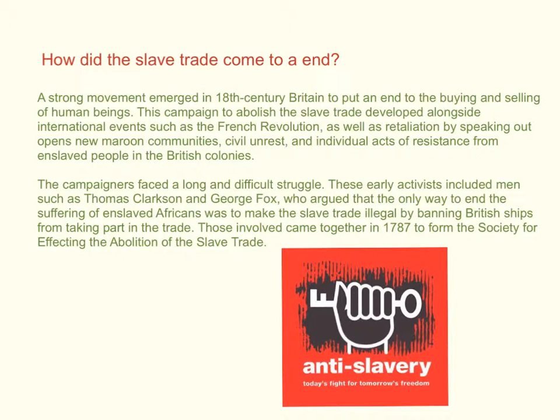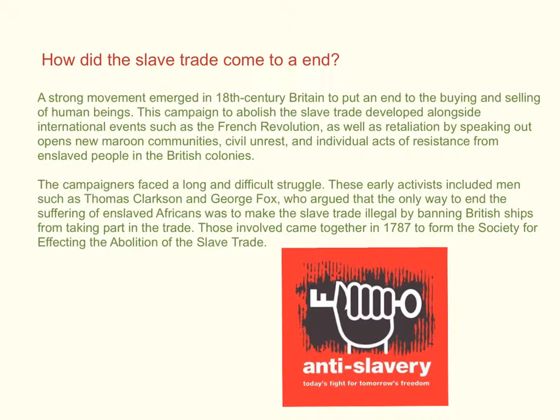How did the slave trade come to an end? A strong movement emerged in 18th century Britain to put an end to the buying and selling of human beings. This campaign to abolish the slave trade developed alongside international events such as the French Revolution, as well as growing resistance, including maroon communities, civil unrest, and individual acts of resistance from enslaved people in British colonies.